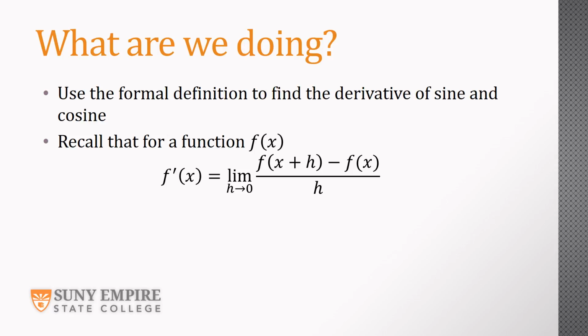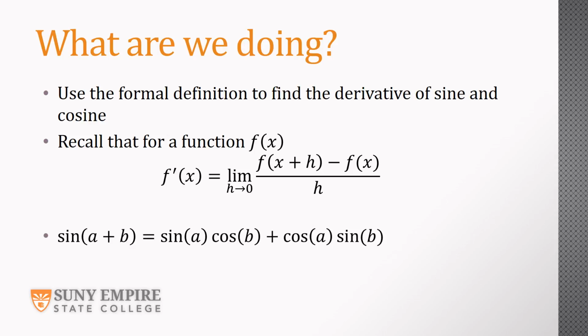In the development of the derivatives for sine and cosine, we will need the angle sum formulas for those trigonometric functions. The sine of the quantity a plus b is equal to the sine of a multiplied by the cosine of b plus the cosine of a multiplied by the sine of b. The cosine of the quantity a plus b is equal to the cosine of a multiplied by the cosine of b minus the sine of a multiplied by the sine of b. Now that we have the background information we need, let's develop the derivative for sine.